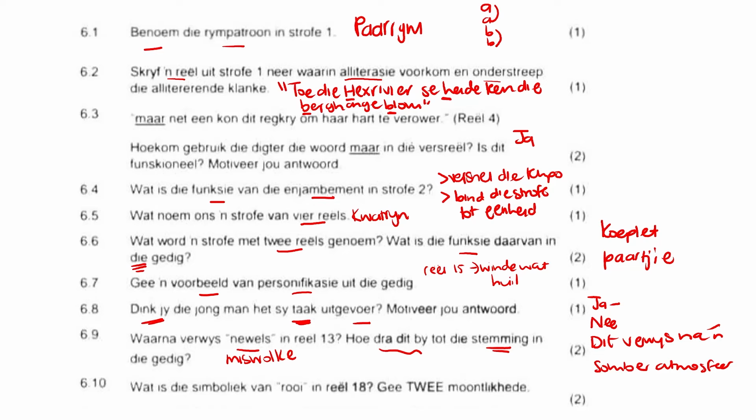6.10. Wat is die simboliek van rooi in reël 18? Gee 2 moontlikhede. So rooi, orgidee in reël 18. So the first symbolism is liefde, and the second symbolism could possibly be the color of the flower, or it could be like pain and heartache, something along those lines.